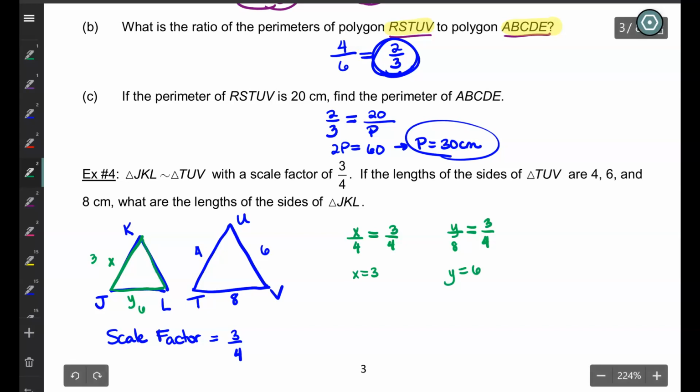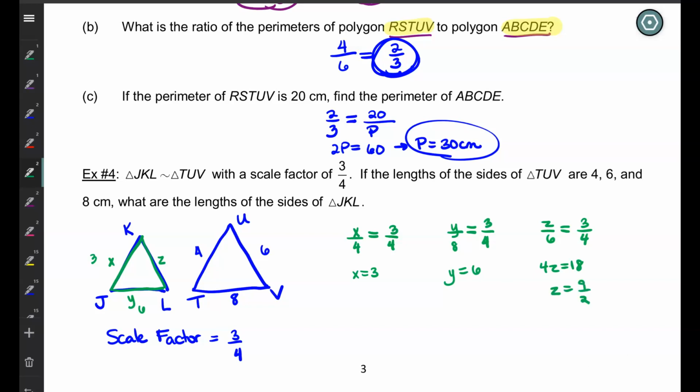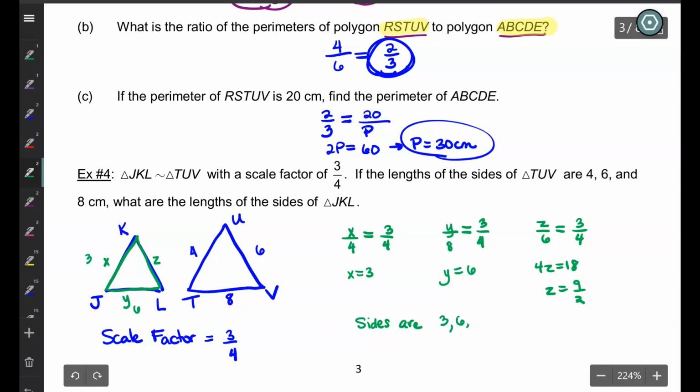And lastly, we've got to find KL. So we can call that z. So z corresponds to 6, which is a ratio of 3 to 4. Again, we're using that same one. Now this one I'm going to cross multiply. And when we divide, we get 9/2. So what are the lengths of the sides? The sides are, oh, and we're given centimeters, so I'm going to include units. 3, 6, and 9/2 centimeters.